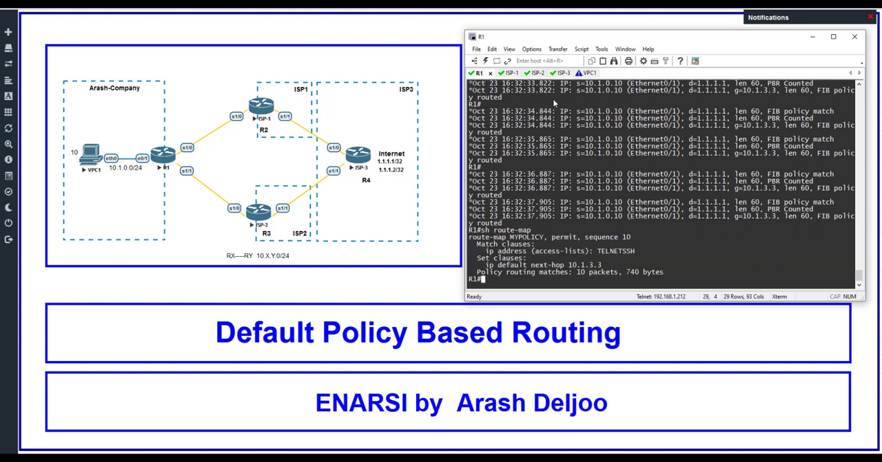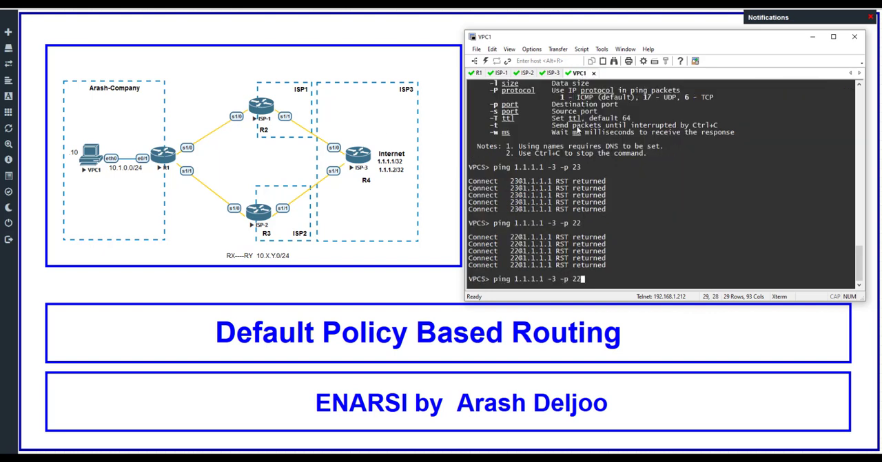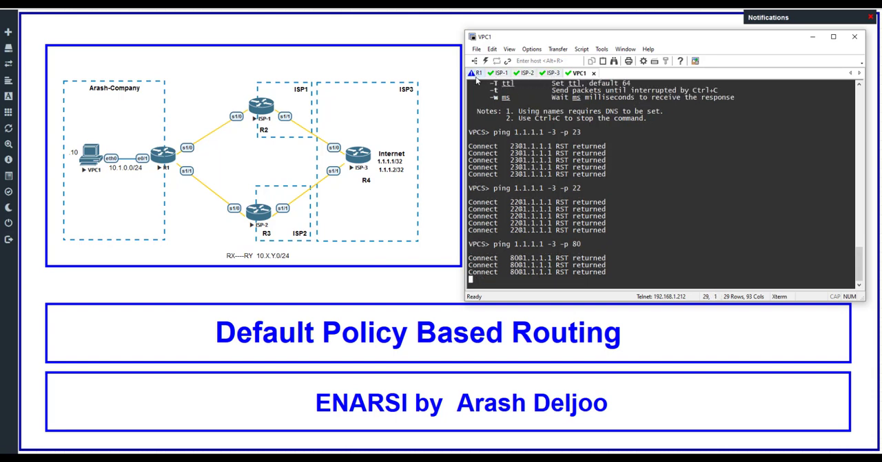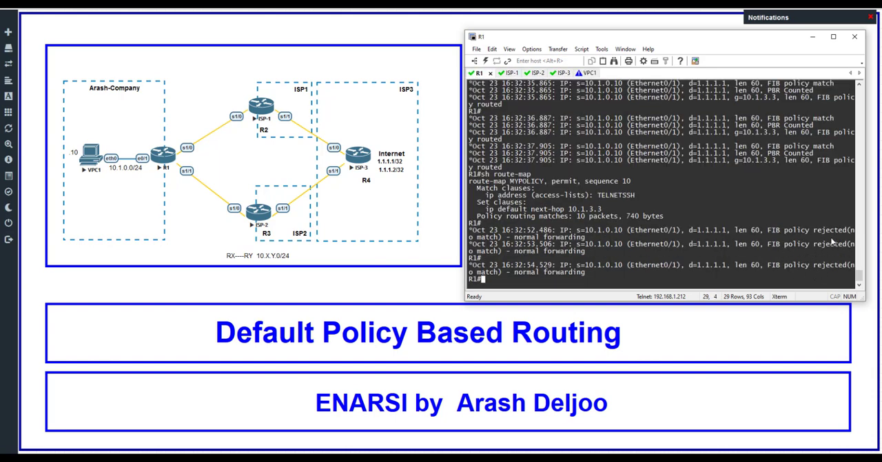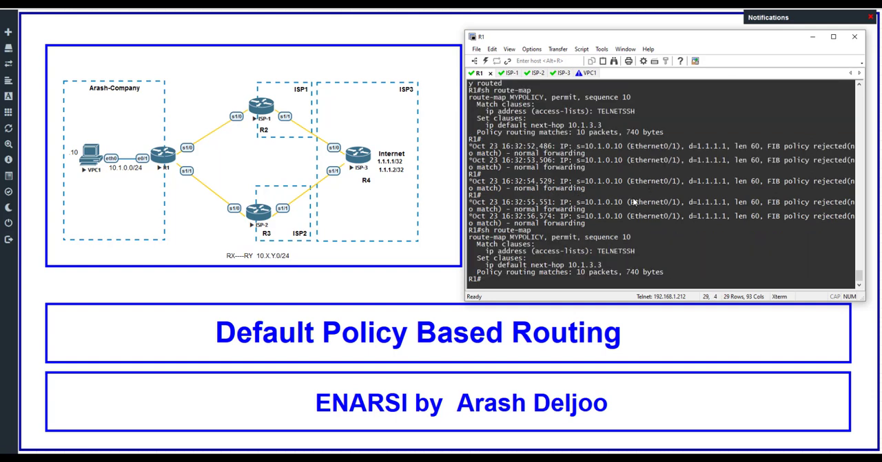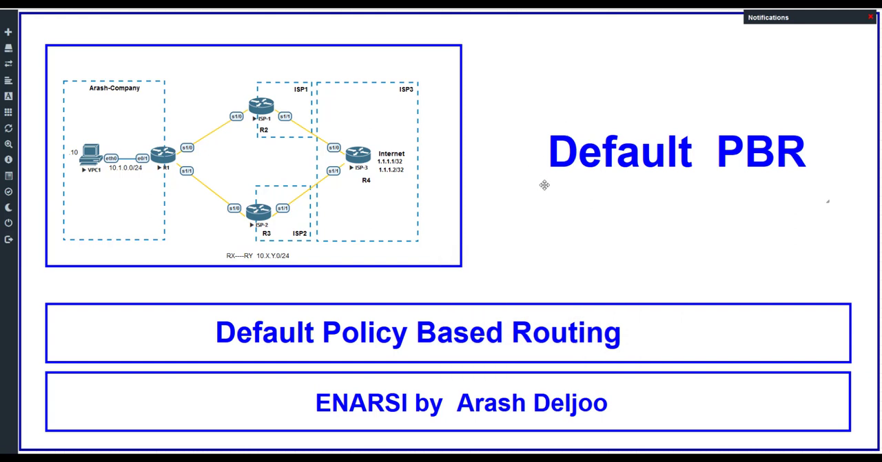And now I'm going to send HTTP traffic. Look at here. In the VPC 1, I am going to send the traffic to port 80, the HTTP traffic. In R1, as you can see, the IP policy rejected it and we are using normal forwarding, and show route-map shows that we don't have any increase in, for example, the policy routing match. And actually, here it is obvious that the policy is working.